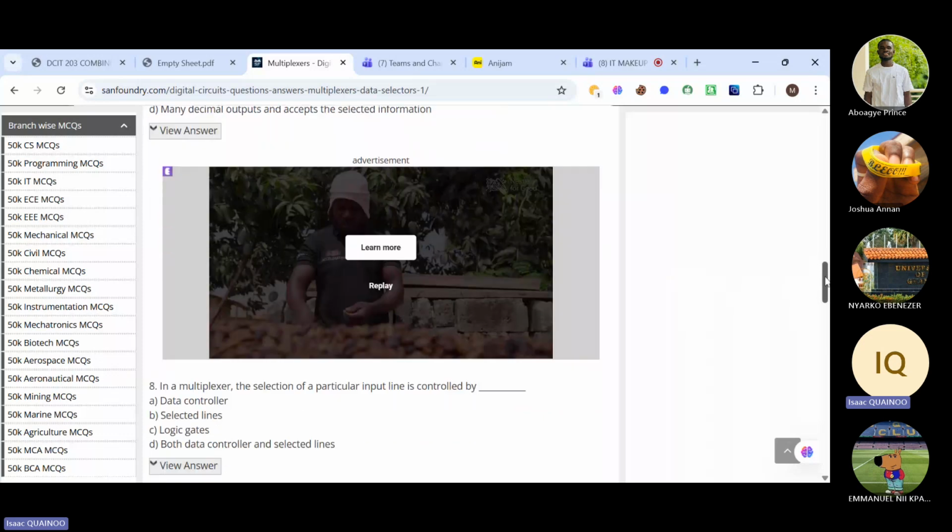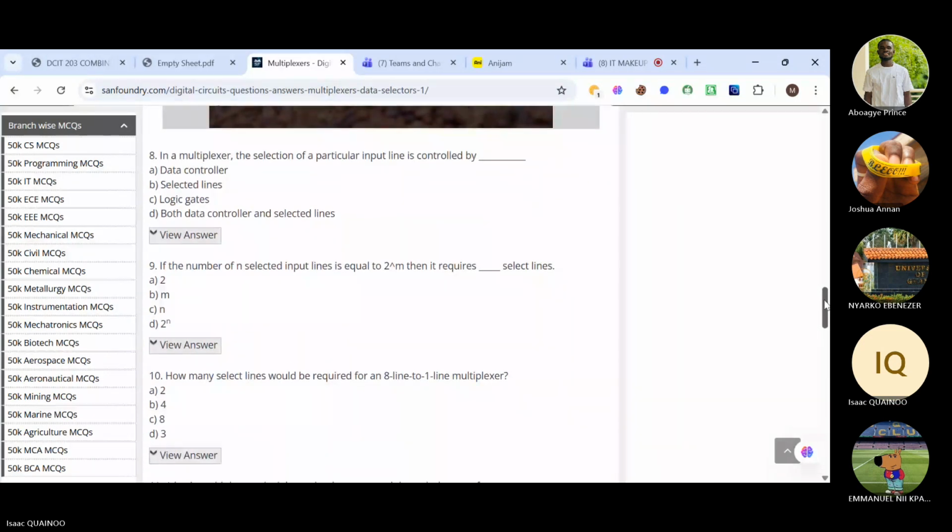So question 8. In a multiplexer, the selection of a particular input line is controlled by A, data controller, B, select line, C, logic gates, and D, both data controller and select lines. I'll go for D, both data controller and select lines. Exactly. Okay, all right. So I'll go for B.